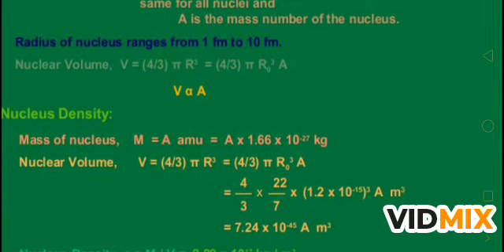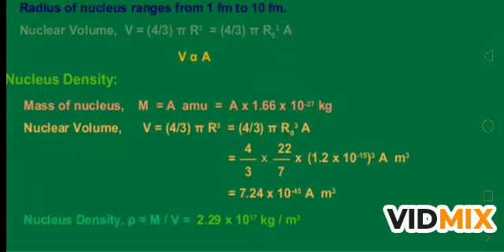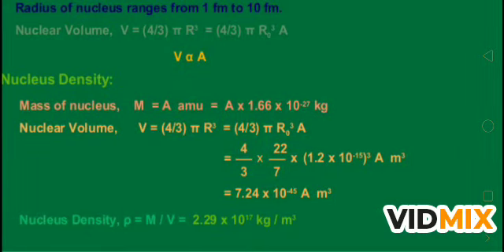Nuclear density is mass of nucleus divided by its volume. You can find m is equal to A into 1.66 into 10 power minus 27 kilogram. The nuclear volume is 4 by 3 pi r cube. You put the value here and you will get the volume, and from volume you will get the nuclear density, 2.29 into 10 power 17 kilogram per meter cube.